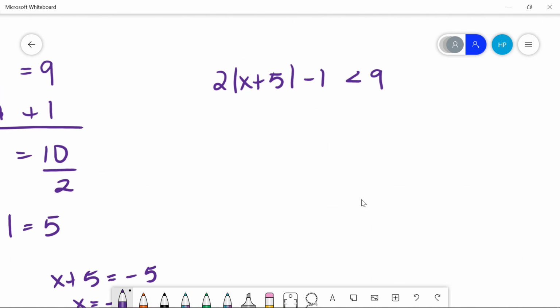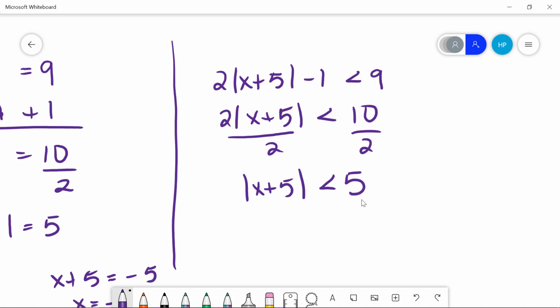Okay, let's do something similar for an inequality. There are two methods for doing this. I'm going to show you the first way that I normally do it, and then I'll show you the way that DeltaMath usually does this. So we'll solve it just like a regular inequality until we get to this point where the absolute value is isolated.